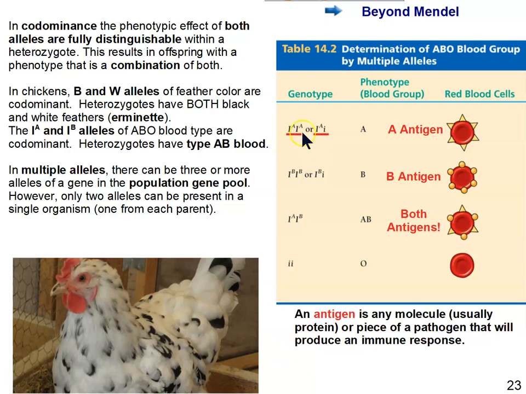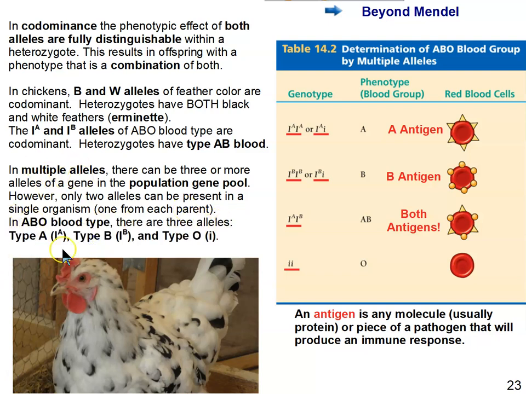And just to emphasize the different genotypes here, I went and underlined them and forgot that I underlined them. I should have pulled them up as I was explaining. So there are three alleles. That's what makes it multiple alleles: A, B, and O. And we have to use different symbols.